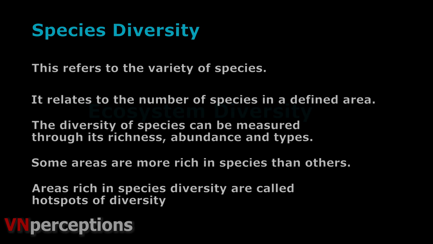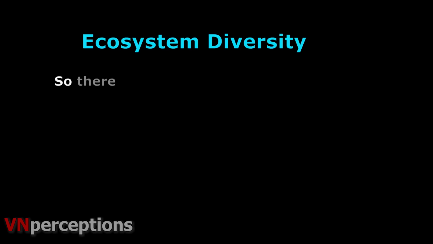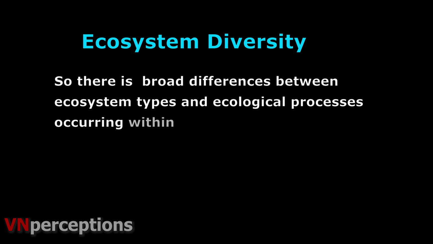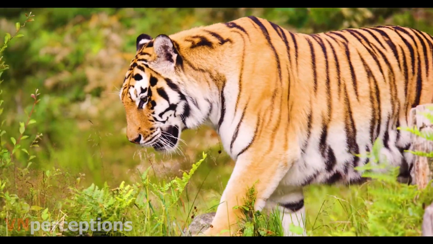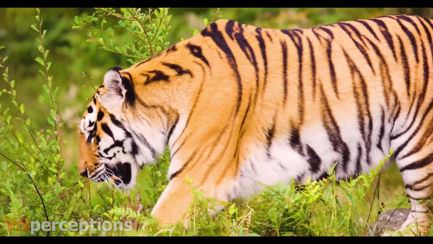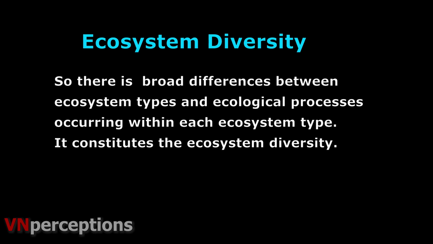Similarly, we have the third, that is ecosystem diversity. From the equator towards the poles, we have seen the difference in the diversity of habitats. So, there is a broad difference between ecosystem types and ecological processes occurring within each ecosystem type, and that constitutes ecosystem diversity. Now, the boundaries of communities, that is, associations of species and ecosystems, are not very rigidly defined. So, the demarcation of ecosystem boundaries is difficult, and at the same time, it is complex.